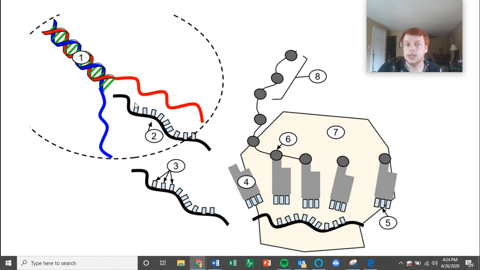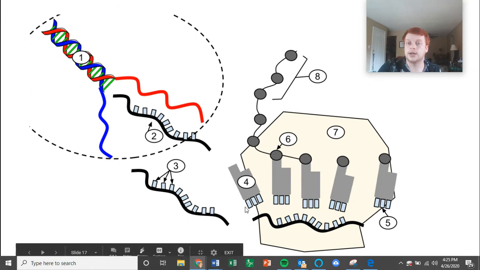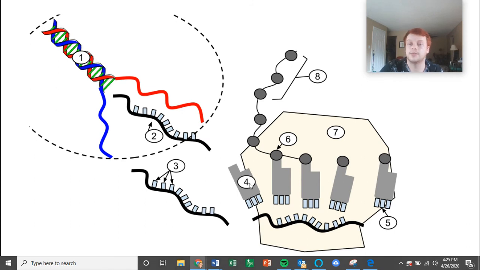Number 2 is a single strand with these on it, which tells us that it's mRNA. And we know that because it's escaping the nucleus here. Number 3 is pointing to 3 of these bases on the mRNA. And remember, a group of 3 bases is called a codon. Number 4 is a molecule that's bringing these things here, and it has an anticodon on it. So we know number 4 is the tRNA.